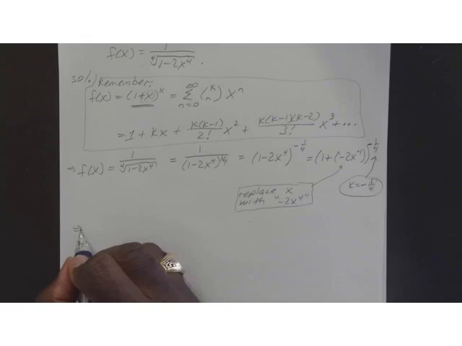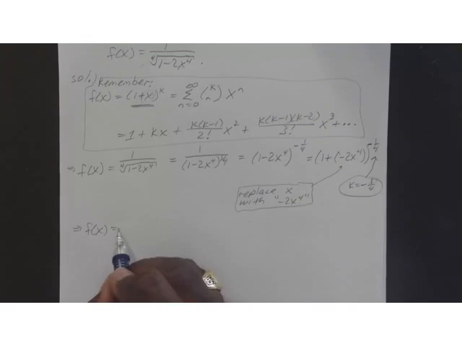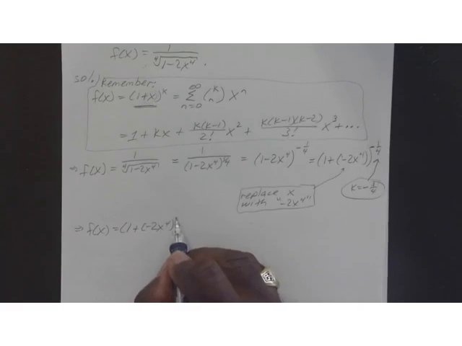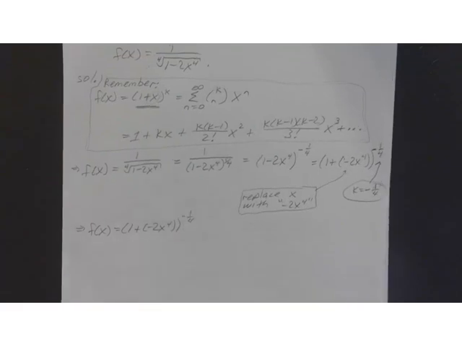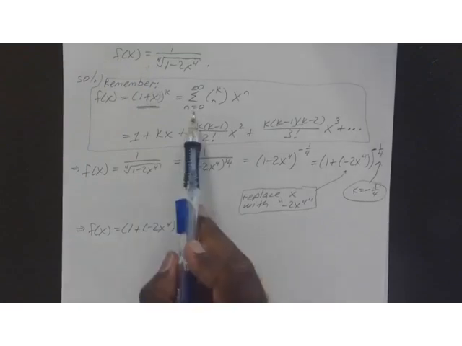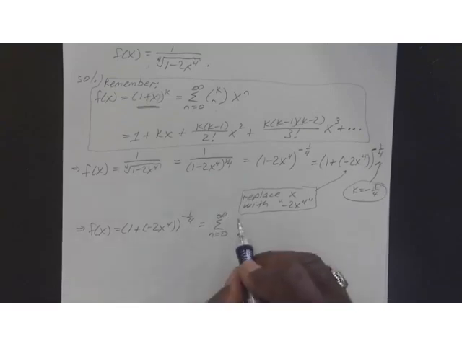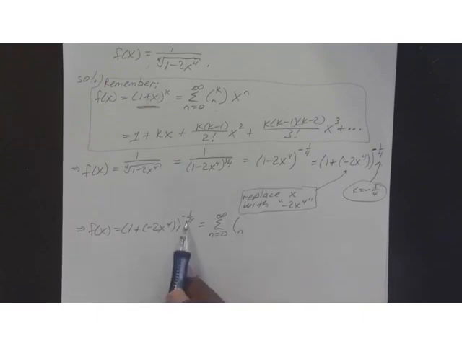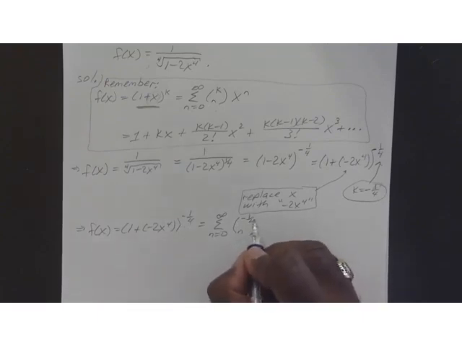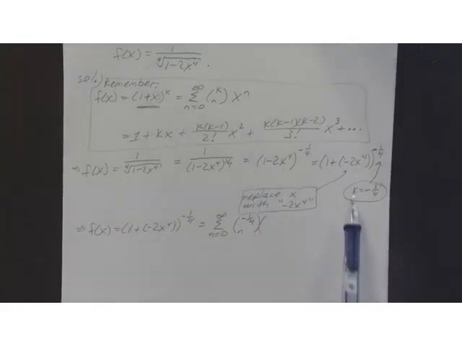Okay, so that means that our f of x, which we rewrote in the form of 1 plus negative 2x to the fourth power raised to the negative 1/4 power, if we put it in the traditional form, that would just be the sum from n equals 0 to infinity of n, and that k will be replaced with negative 1/4. And instead of x to the power of n, we'll have negative 2x to the fourth power to the power of n.